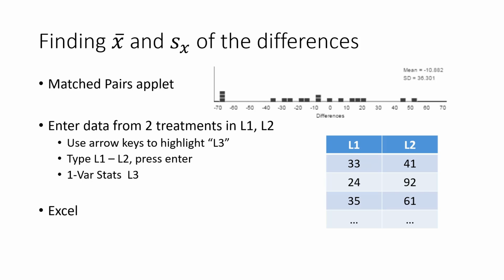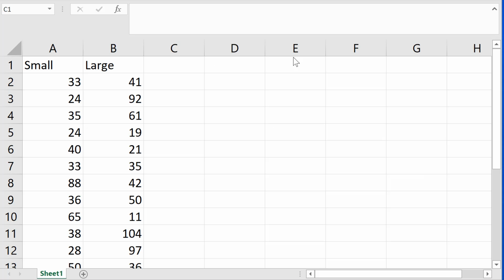The third way to find the mean and standard deviation of the differences is with Excel. Let's see how to compute the mean and standard deviation of the differences in Excel. Here I have the data of the number of M&Ms that people took from the small bowl and the large bowl in two different columns. So each row here is one student.